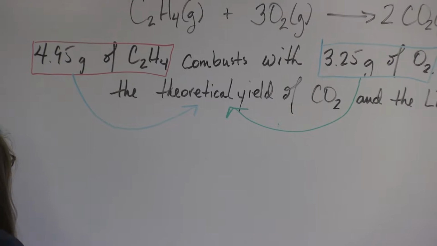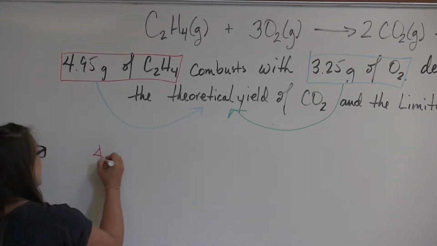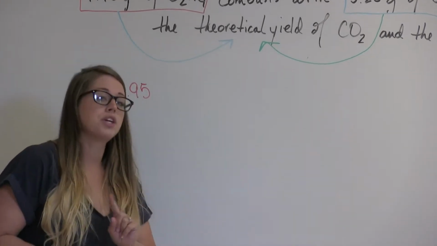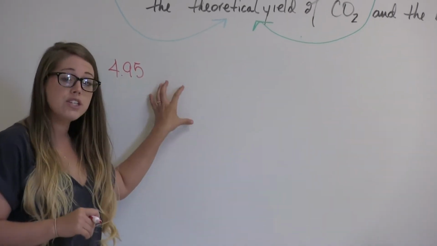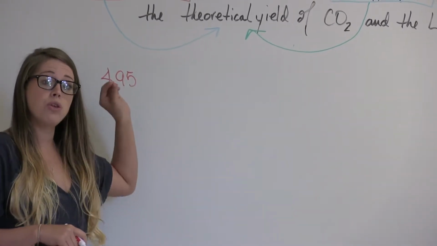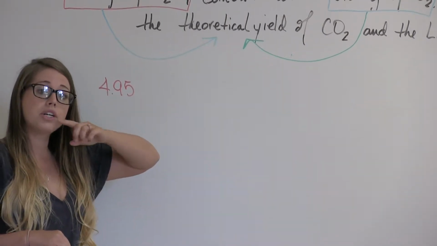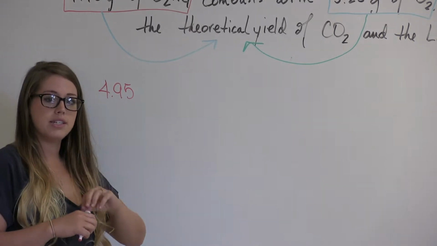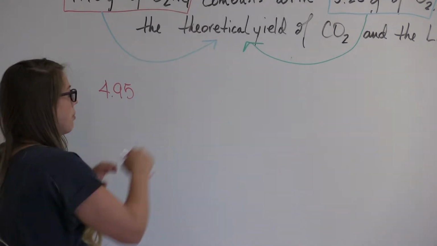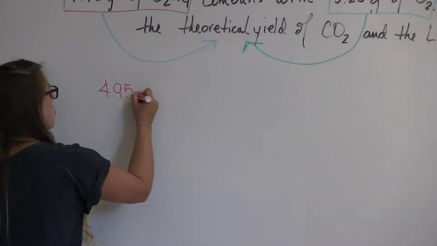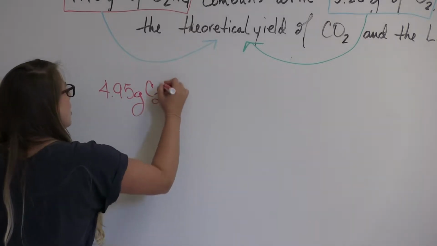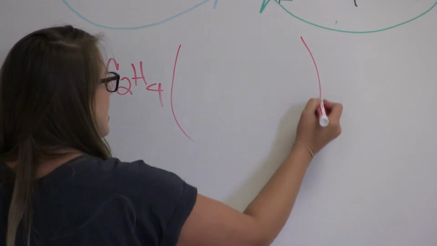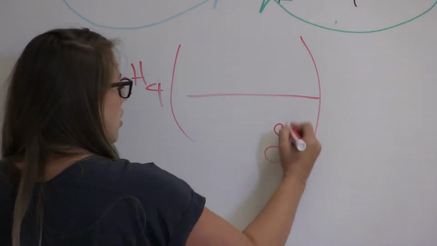Let's take 4.95 grams. It's also really key when we do limiting reactants that you pick one product to go to. Normally the problem will tell you which product to go to, but sometimes it's not going to, so just pick one product. Here we're going to go to carbon dioxide. We're going to take 4.95 grams of ethylene, and we've got to get to grams of CO2. My first step is we need to get this into moles.